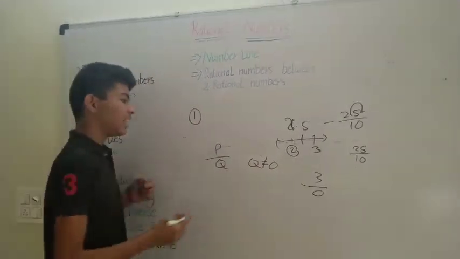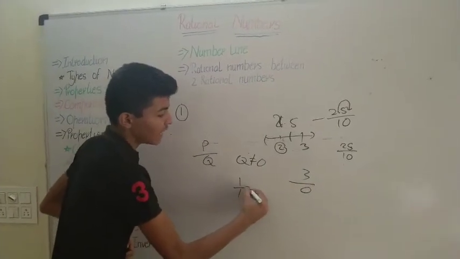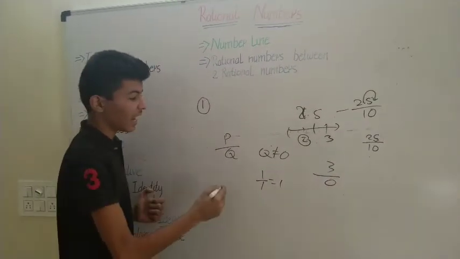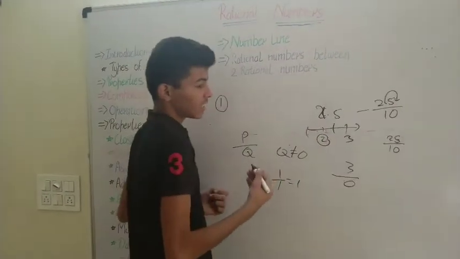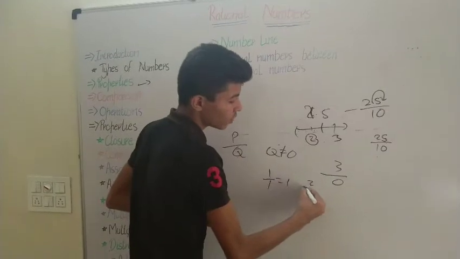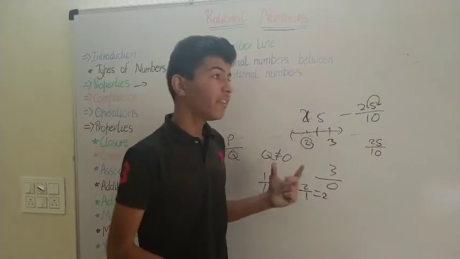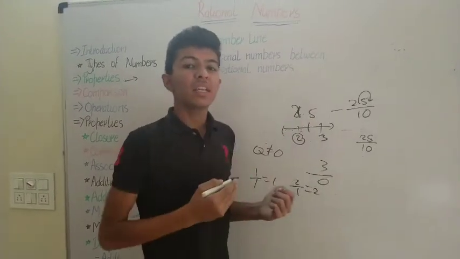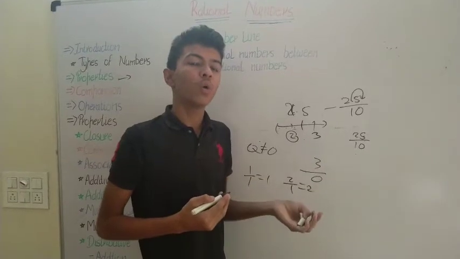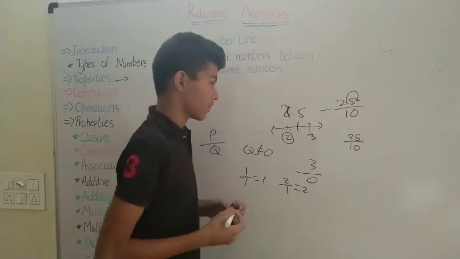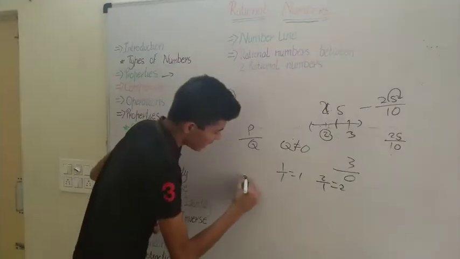We can represent it in the form of p by q, just like we can take 1 as 1 by 1, that is 1. Here we satisfy the criteria that q is not equal to 0. In the same way we can take 2 as 2 divided by 1, that is equal to 2. So every integer is a rational number, just as every natural and whole number is also a rational number.